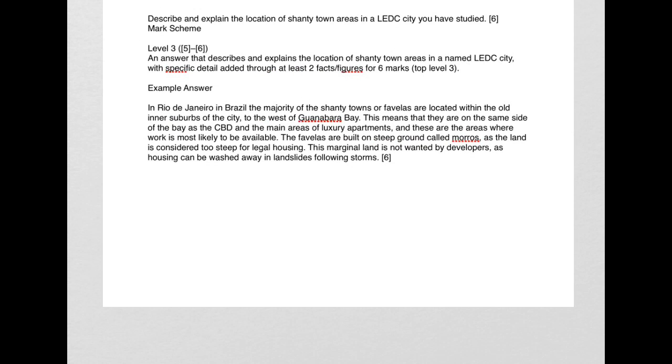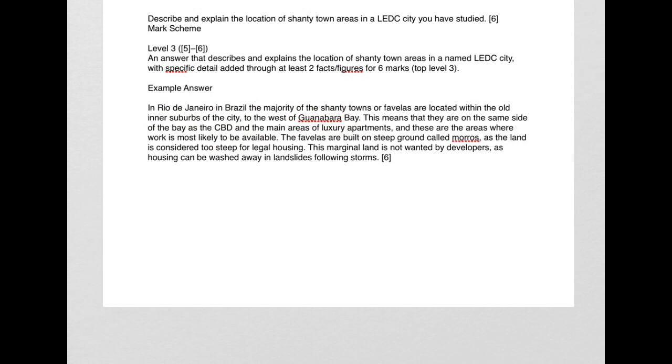Unfortunately it's not for Calcutta, but it illustrates how different schools can write different answers. In Rio de Janeiro in Brazil, the majority of shantytowns are located within the old inner suburbs of the city to the west of Guanabara Bay. This means that they are on the same side of the bay as the CBD and main areas of luxury apartments, and these are the areas where work is most likely to be available. So that's your first point, explain, expand, with Guanabara Bay as your fact figure place.